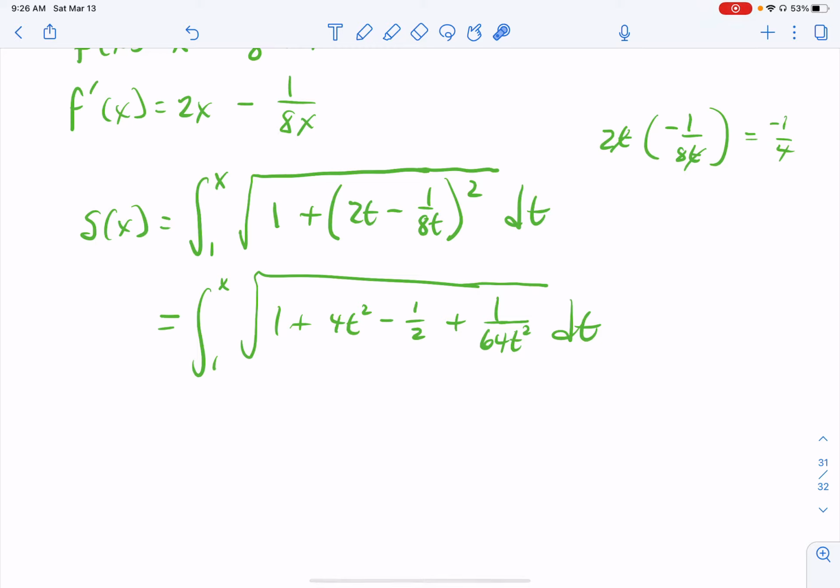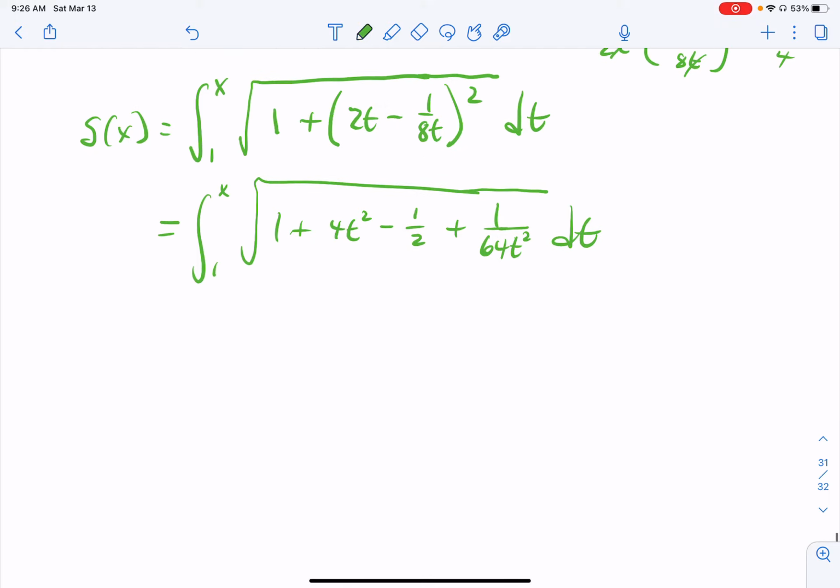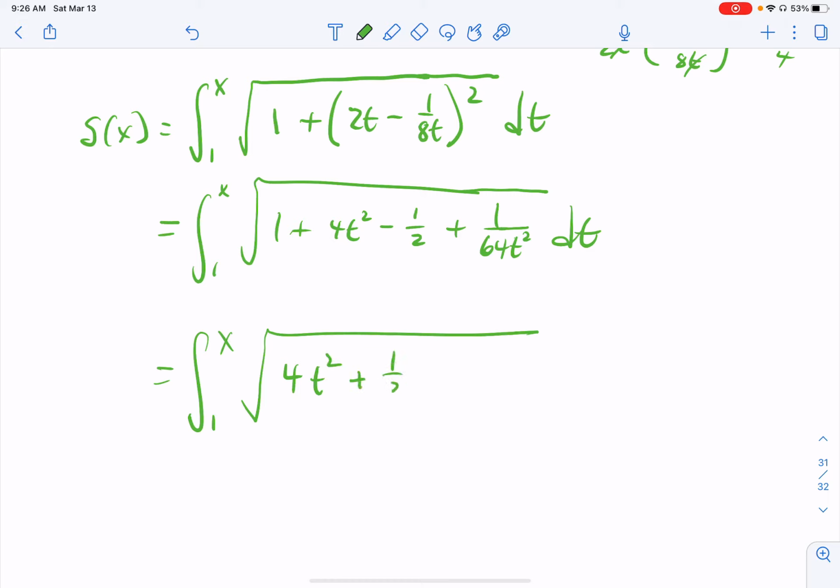Same thing is going to happen on this example that happened on, I think it's like the first one. This 1 and this negative half are going to combine to make a positive 1/2, which is going to be identical to squaring out this thing, only with a positive instead of a negative. See how convenient it is? The integral from 1 to x of the square root of 4t squared plus 1/2 plus 1 over 64t squared dt.